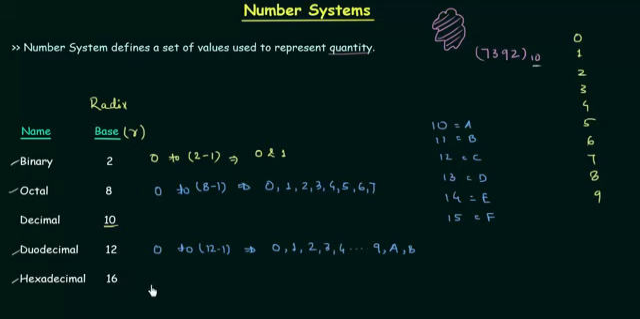For hexadecimal, we will repeat the same process, 0 to 16 minus 1. 16 minus 1 is 15, so we have 0 to 15. So 0, 1 all the way to F, because F is 15. This was the small introduction to number systems. In the coming presentations, we will see more details on them.